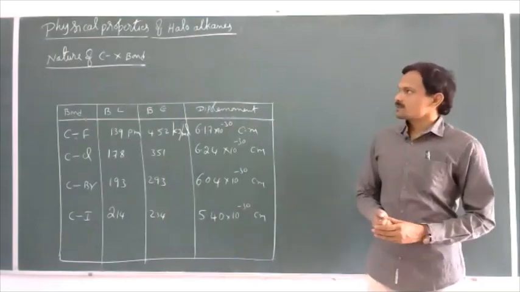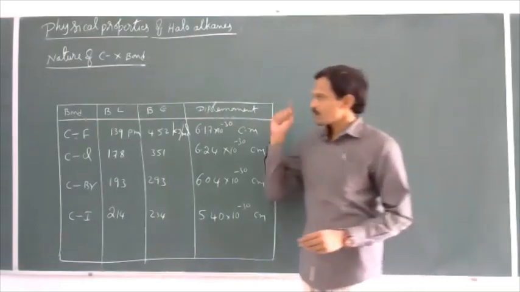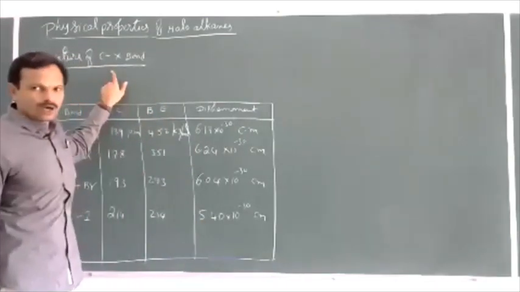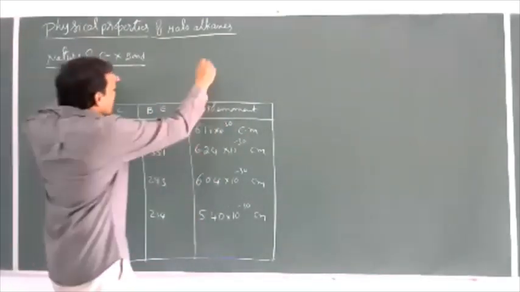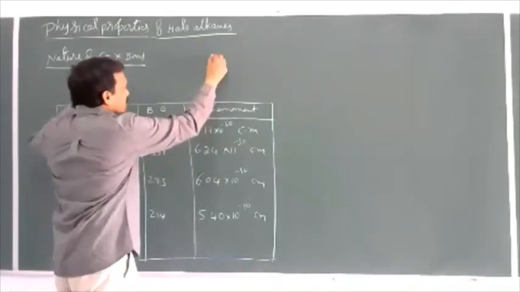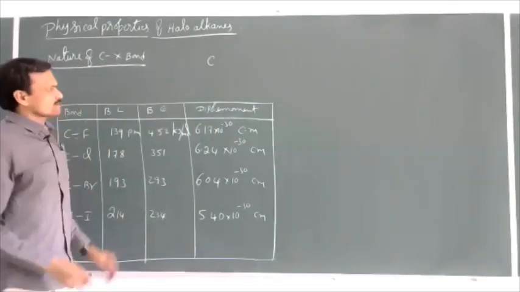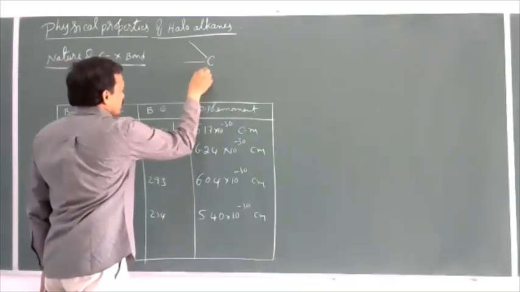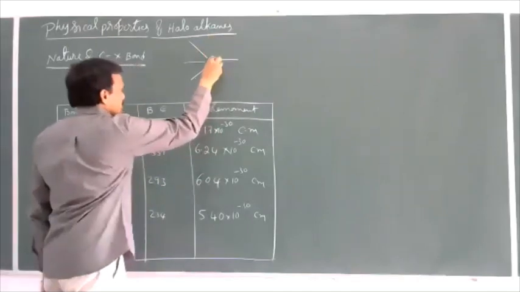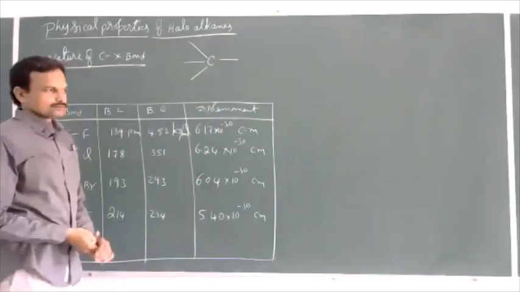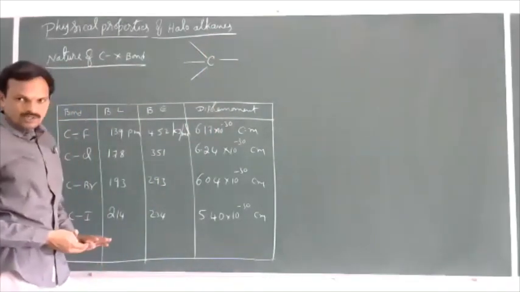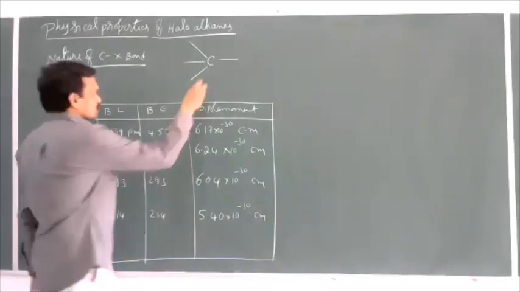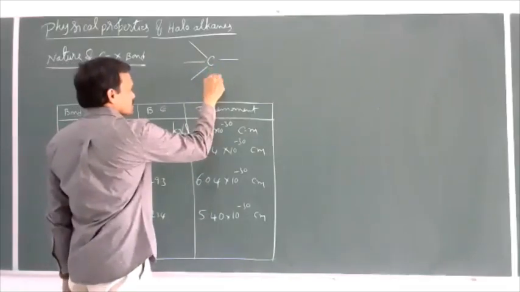Let's see what the physical properties of haloalkanes are. First, we'll discuss the nature of the C-X bond in haloalkanes. See, in a haloalkane, the carbon atom undergoes sp3 hybridization. So the geometry of carbon is tetrahedral. There are no lone pairs, all bond pairs only. The shape is also tetrahedral. So this carbon undergoes sp3 hybridization.